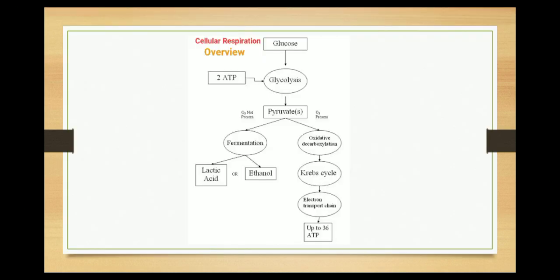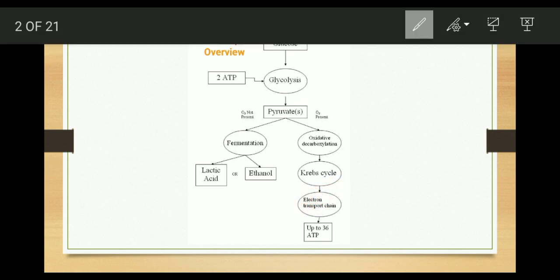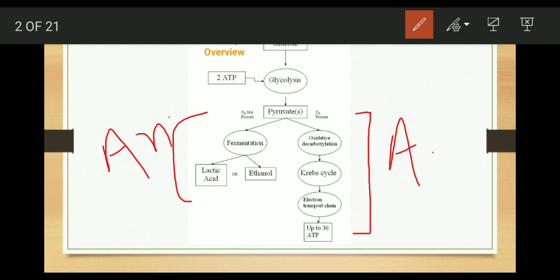Now let's look at the overall view of cellular respiration. Glucose is preferred as the main substrate here. The glucose is converted into pyruvate by a process called glycolysis. After that, the further breakdown of pyruvate depends on whether oxygen is present or not. As you can see here, if it is not present, then it goes for a fermentation process for the formation of ethanol or lactic acid. And if present, it goes through different phases like oxidative decarboxylation, Krebs cycle, and electron transport chain, and up to 36 ATPs are generally generated. These phases are called the aerobic respiration phase, and this phase is called the anaerobic respiration phase. This is the basic concept here, guys.